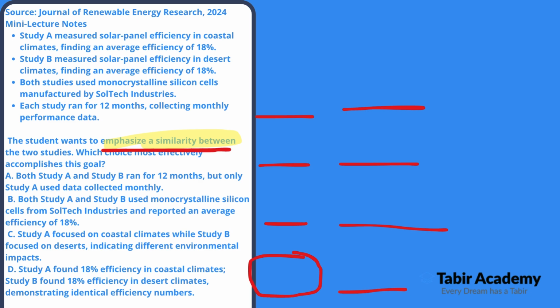B correctly mentions two highlighted notes: same cell type, same average efficiency. There are no added or omitted details in the answer, so B is the correct answer. Let's move forward. In our next video, we're going to apply this to another example.